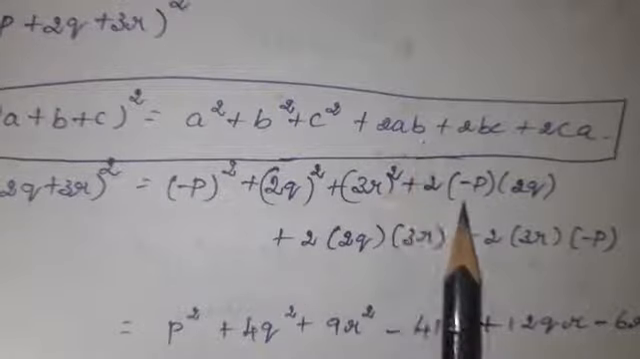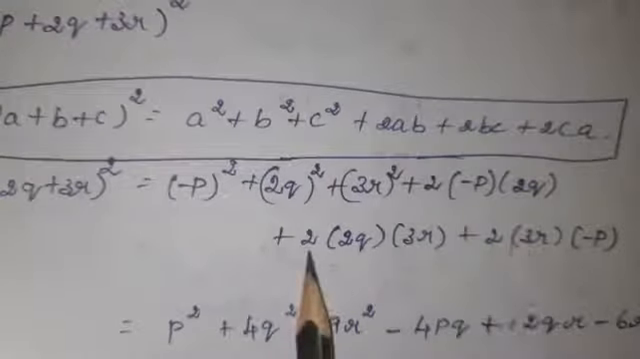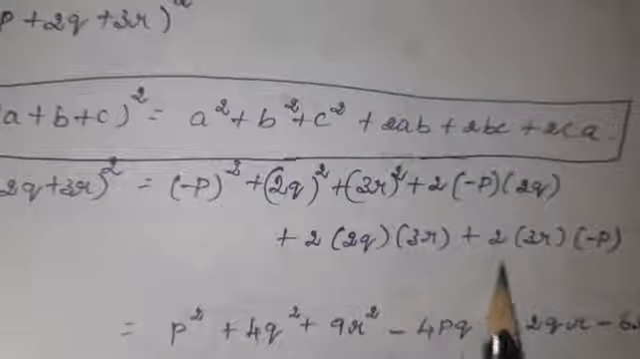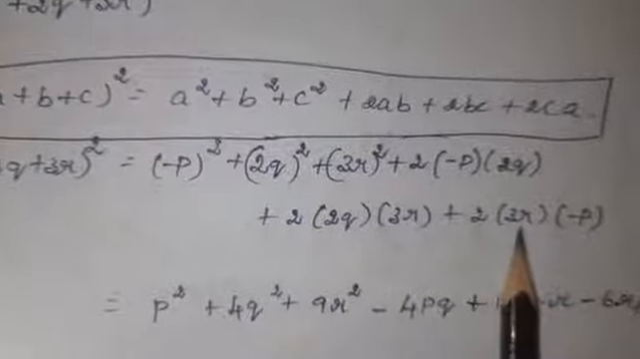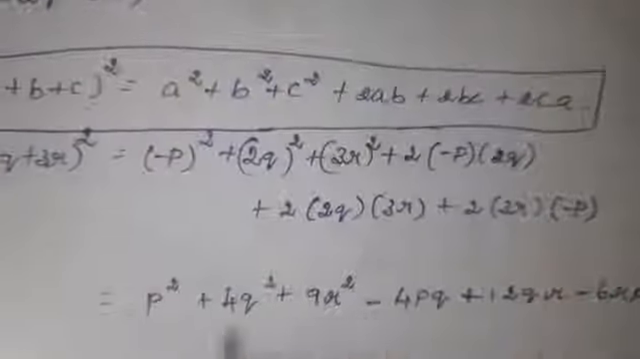A value is −p, b value is 2q, plus 2 into bc. B value is 2q, c value is 3r, plus 2 into ca, c value 3r, a value is −p. Next you should simplify this one.